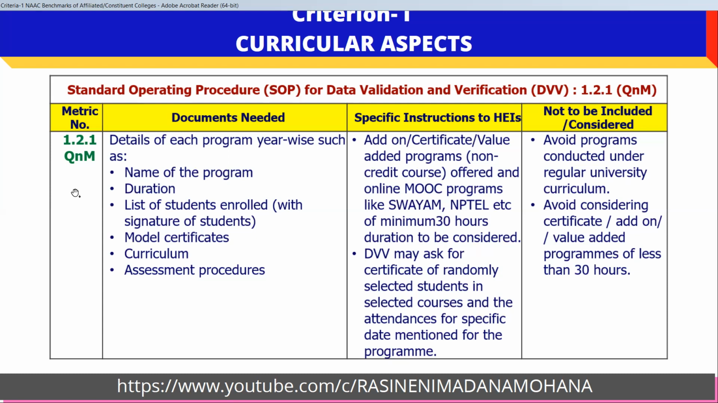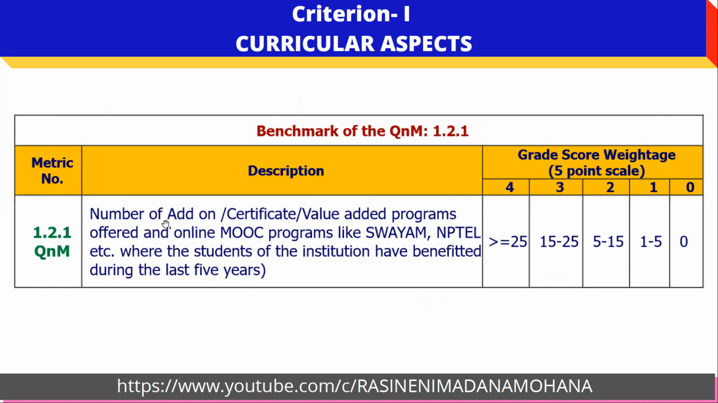Now this is the new thing NAAC disclosed recently: the benchmarking. Earlier, we were not aware how many add-on programs were required to get a full score. That clarity was not there earlier. So recently, this is one of the advantages especially for affiliated and constituent colleges. Why? Because for all quantitative metrics, they have given benchmark values. So where we are standing, we can easily assess. Now let us see the benchmark table for the quantitative metric 1.2.1.